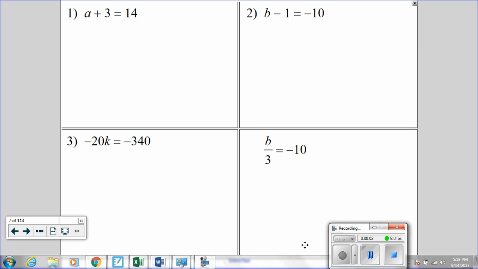Hello, this is A1 Math, and today we're talking about one-step and two-step equations. I thought I'd go over a few of these with you. Let's take a look at our first few examples.